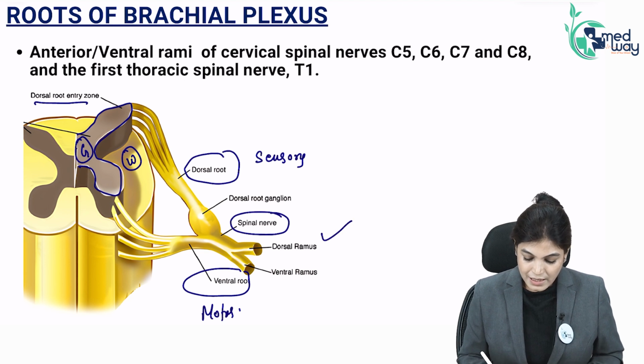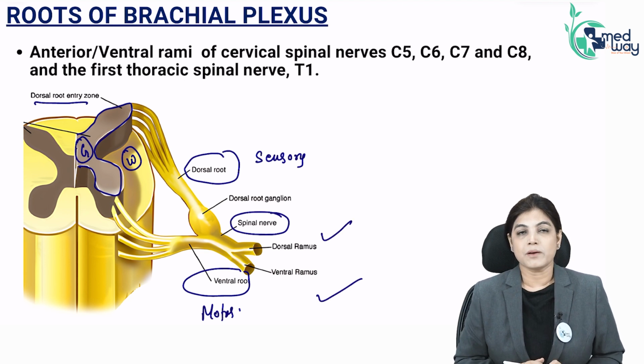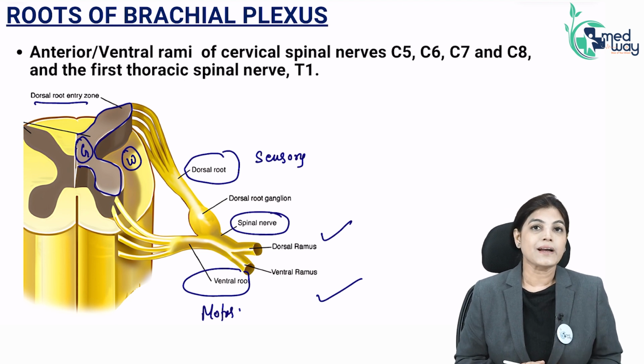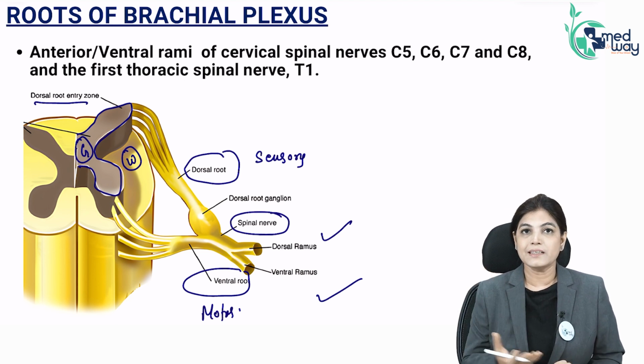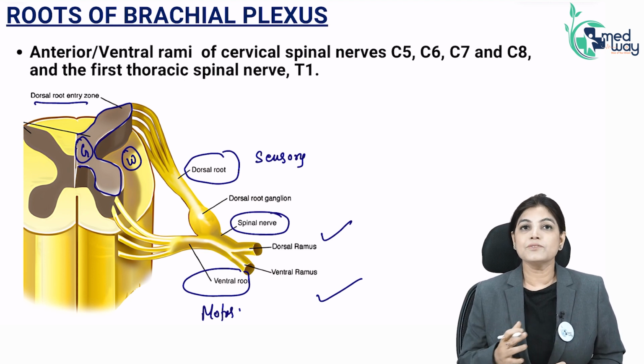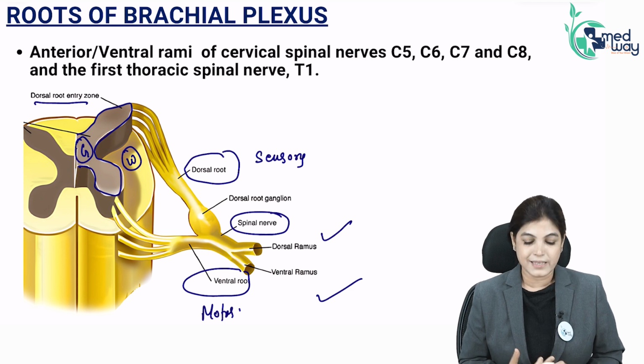Thereafter, you can see these are dividing into ventral ramus and dorsal ramus. We have 31 pairs of spinal nerves. Each spinal nerve again divides into a ventral ramus, which goes to the anterior aspect of the body, and a dorsal ramus, giving innervation to the muscles of the back. This is the concept of ventral rami and dorsal rami. That means the exact formation of brachial plexus is from the ventral rami of C5, C6, C7, C8 and T1.